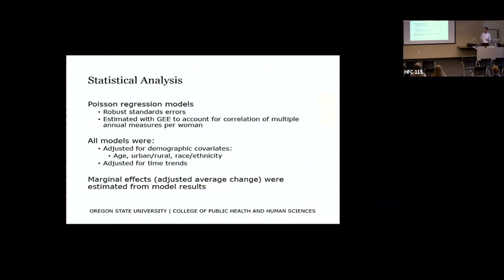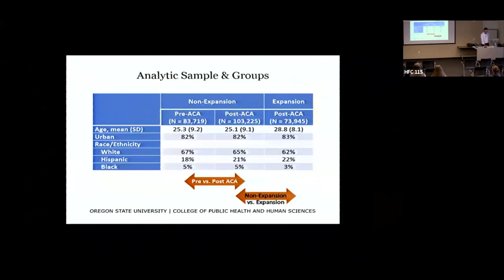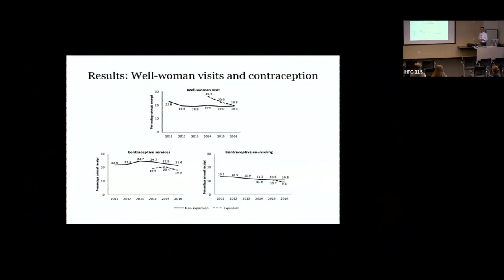We did, in this case, Poisson regression models adjusted for robust standard errors, and calculated marginal effects, similar to what Jangho just described. The patterns are kind of interesting here. These show graphs. Dotted lines are the expansion population. Solid is the non-expansion population. So the dotted lines only start in 2014.